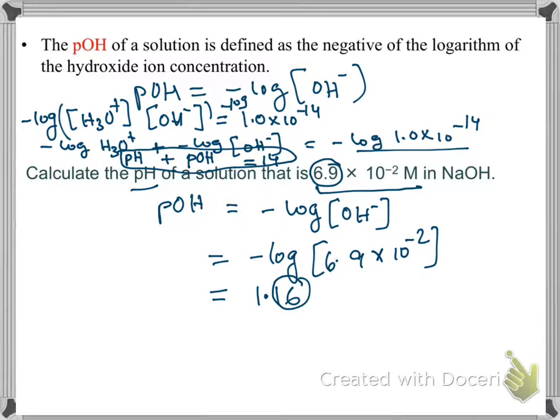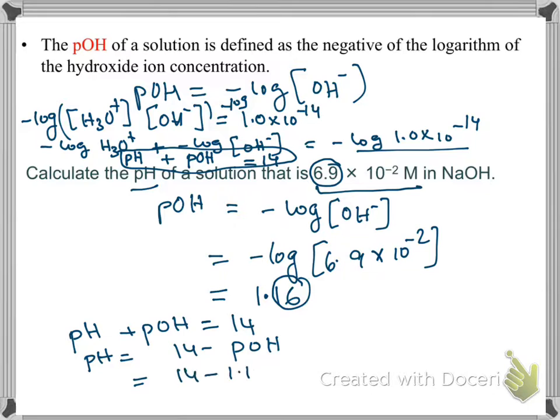What do I have to find out? pH. pH plus pOH equals 14. So pH will be 14 minus pOH. So 14 minus 1.16 will be 12.84.